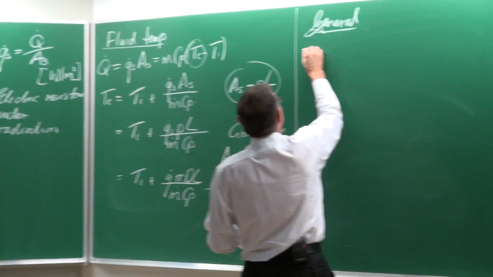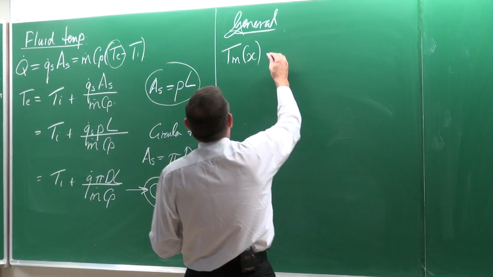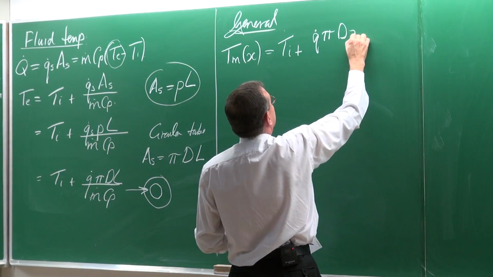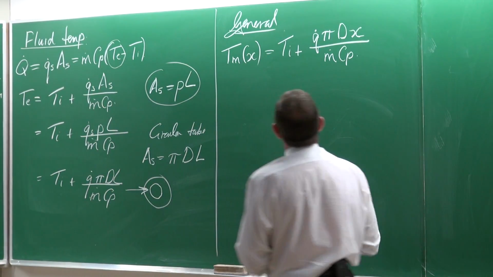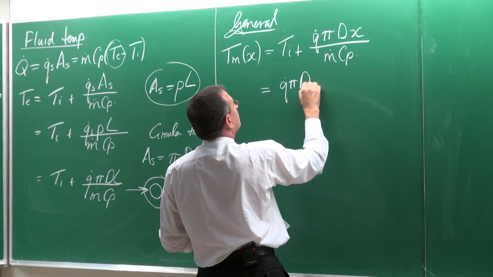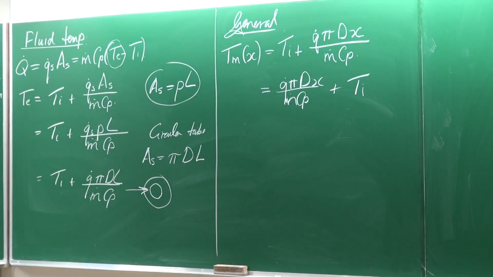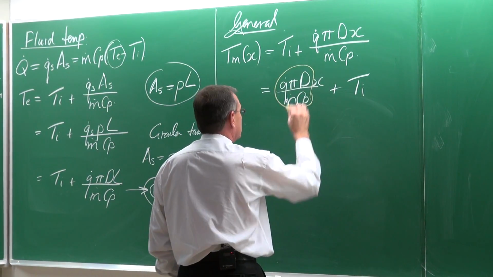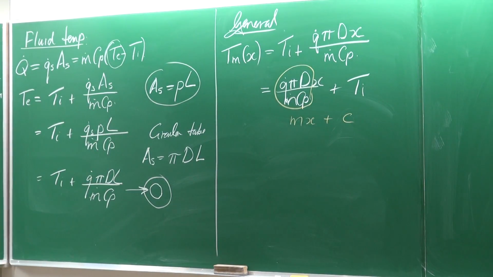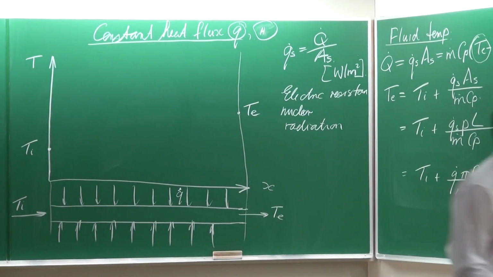So we can actually write the mean temperature at any specific point x as equal to Ti plus the heat flux pi D x divided by the mass flow rate and Cp. Rewrite it a little bit so that we can write it as the heat flux pi D x divided by the mass flow rate Cp, plus Ti. And if you take a good look at it, you will see it is an equation for a straight line, equal to the gradient m x plus c. So this equation tells us that you can use it to determine the outlet temperature, but you can use it to determine the temperature wherever you want in the tube.